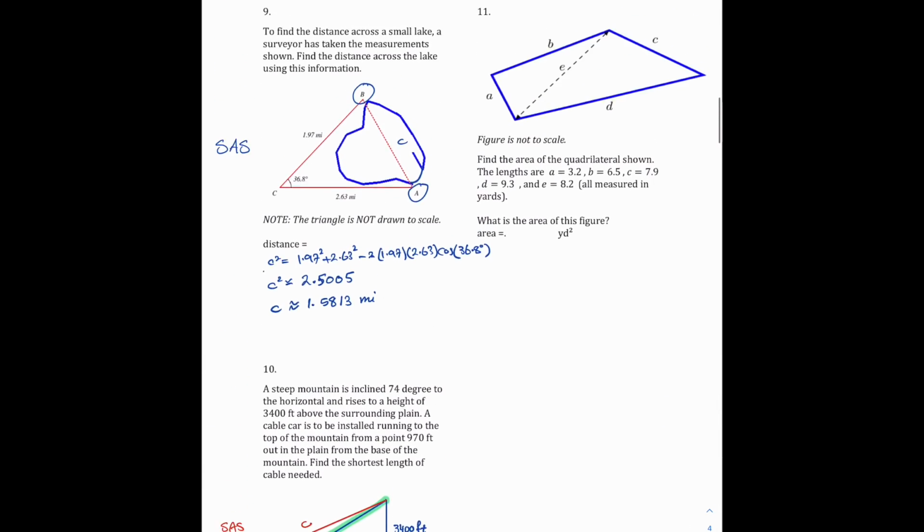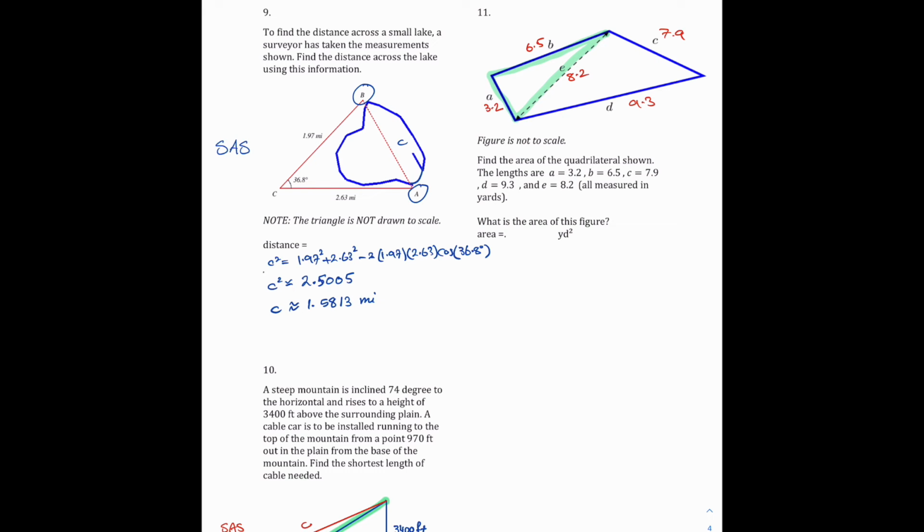Question number 11. For question number 11, we have 2 triangles and we need to find the entire area of this shape. By finding the area of each triangle, we will be able to find the entire area by adding both of these. Let me annotate here. Side A is 3.2, side B is 6.5, side C is 7.9, side D is 9.3, and side E is 8.2. Let me work on the first triangle, this little triangle right here.